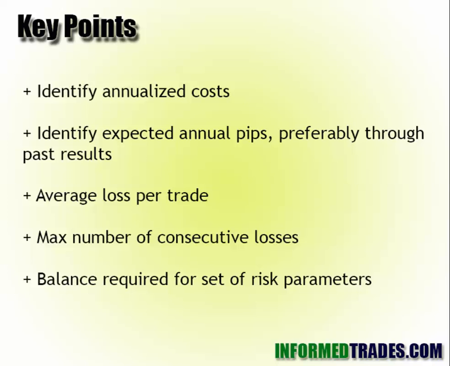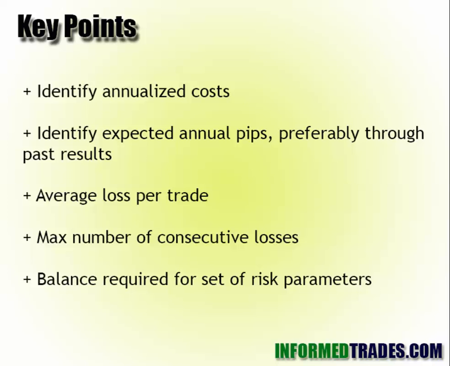First idea is to identify the annualized cost. If you're purchasing signals and it costs $100 a month, or $50 a month, whatever it may be, know the annualized cost. That's going to determine the amount of pips you need to earn to break even. That annualized cost is really a benchmark, the keystone, the center point that you can base all your other calculations around.